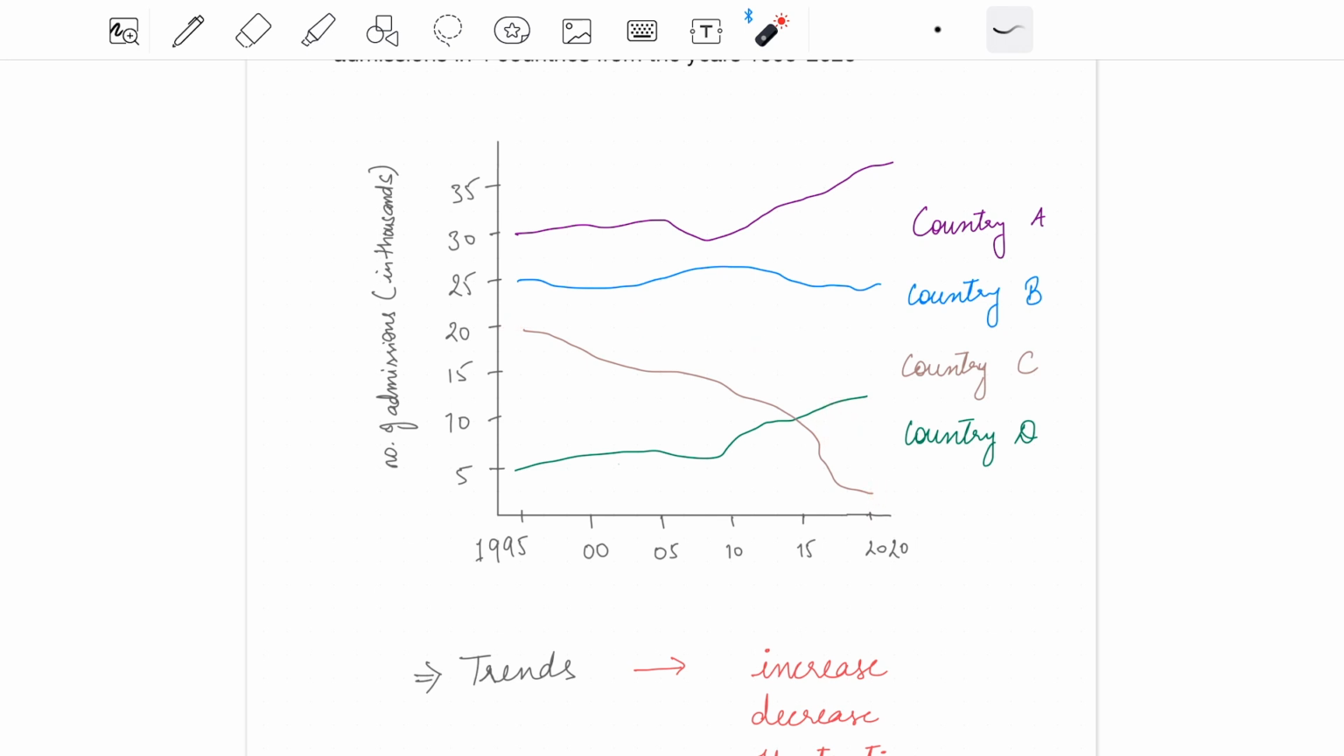Had there been a country E, let's imagine there's a country E which starts at 35,000 and again goes down, then I will also group this country with country C. Now you might ask, why is it important for us to group these countries together?